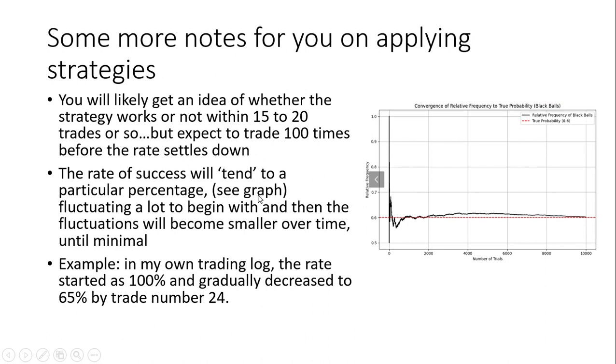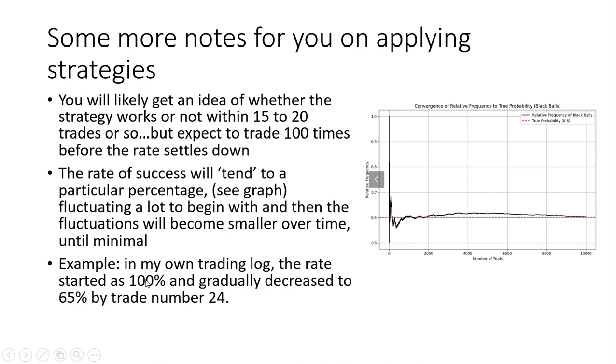So just some more notes for you about applying strategies. You'll likely get an idea of whether or not it's working within 15 to 20 trades, but expect to trade 100 times before the rate settles down. So I've said here the rate of success will tend to a particular percentage, like this graph. It's choppy at first and then it fluctuates back and forth until it tends to this line here. Funnily enough, this is like 0.6. It's the win rate that I get.